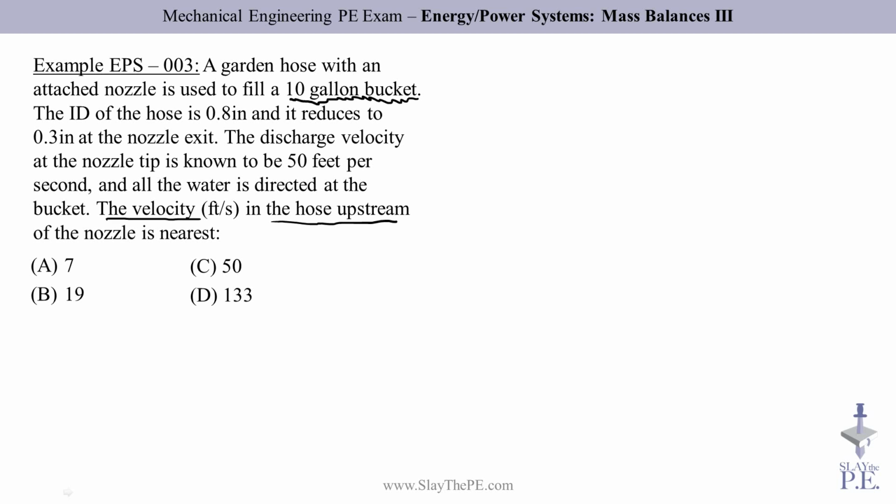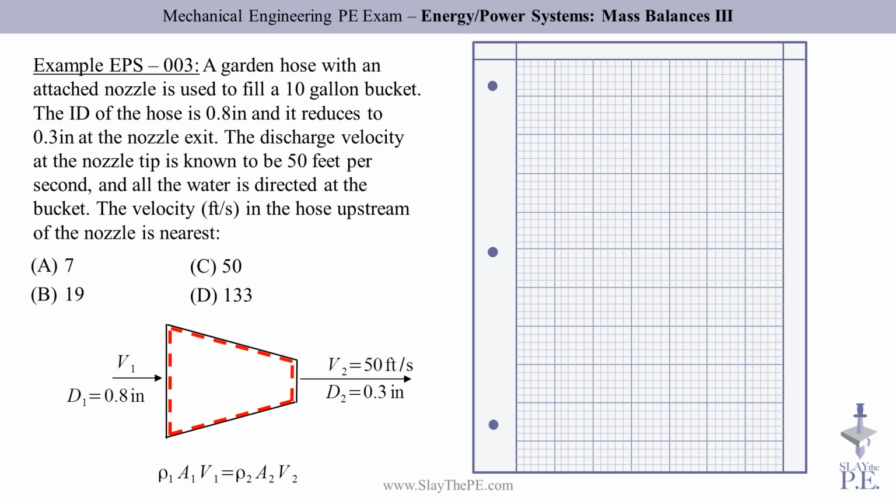We don't need that. What we're going to do is apply the conservation of mass for the nozzle and figure it out. So let's make a little sketch of the information that we have. There's a nozzle, which is a reduction in the diameter. It goes from 0.8 inches to 0.3 inches. The red dotted line represents our control volume. So we have this section here we're calling section 1, and this section here we're calling section 2.